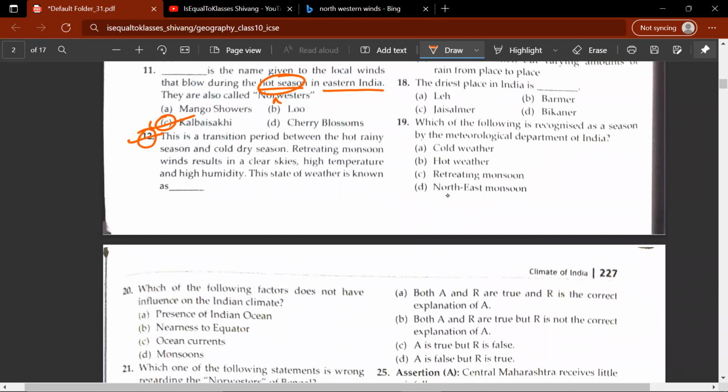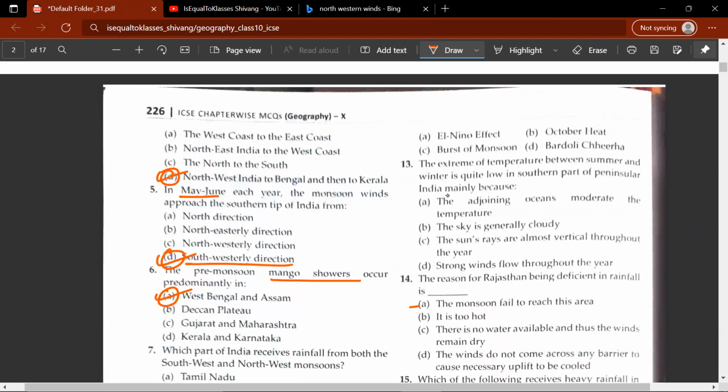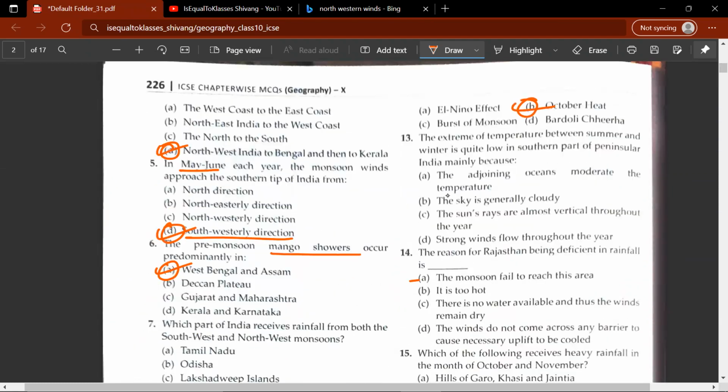The 12th question. This is a transition period between hot rainy season and cold dry season. Retreating monsoon winds result in clear skies, high temperature, and high humidity. The state of weather is also known as. So the state of weather is known as, let's check. It's known as B, October heat.